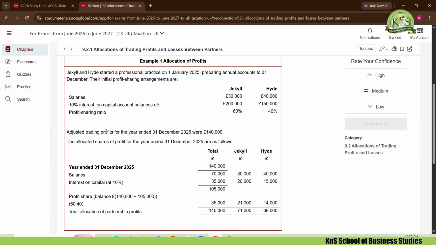If it would have been, I'm just giving you an example, if the question would have given you financial profit, then you will have to month apportion it according to the tax months. You will not take from January to December, you will take from April to December. Your tax year only. Okay, fine. So now, year ended 31st December 2025, they have given you the profit, that is 140,000.